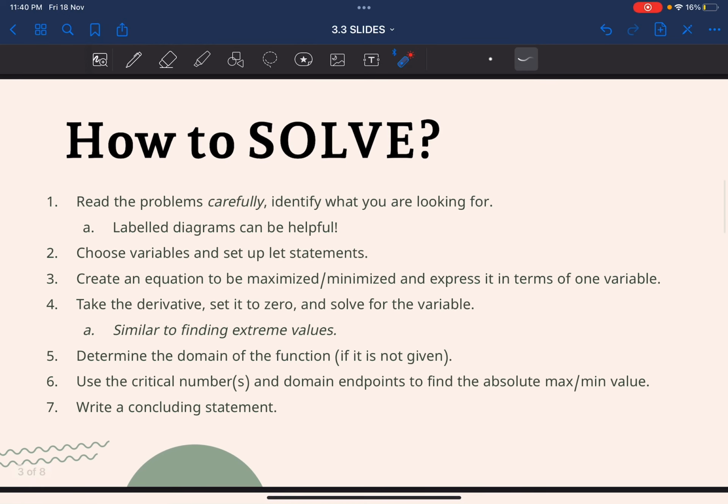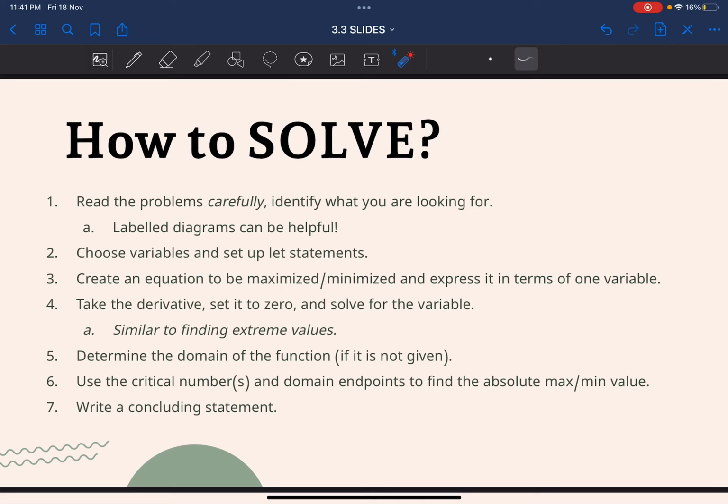I gave you a brief step-by-step tutorial on how to solve these, but it is a lot of words, therefore later on I will guide you through it. First, you have to read the problem carefully and identify what you are looking for. Labeled diagrams can be helpful depending on the question. For example, if it is a design question, it will be helpful for you to draw it out, whereas if it is a bacteria question, it will not really be necessary.